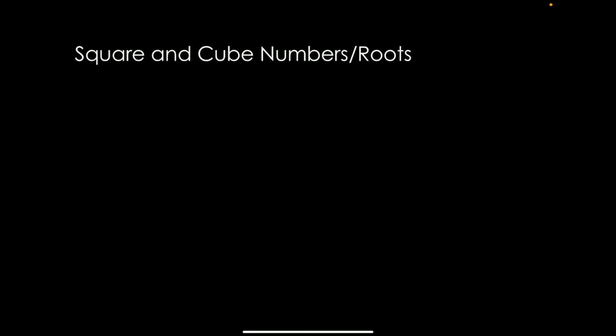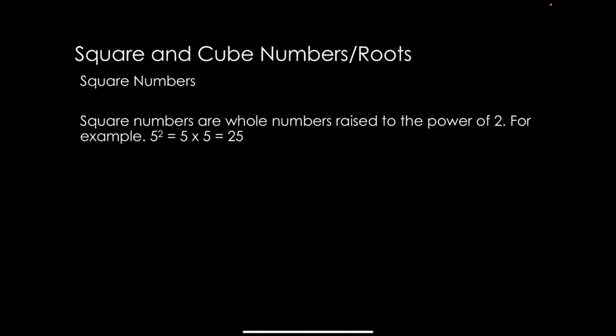Okay, so now we're going to just quickly look at square and cube numbers. Square numbers are whole numbers that are raised to the power of 2. For example, 5 to the power of 2 means 5 times 5. It doesn't mean 5 times 2. Okay, it means 2 5s multiplied together. 5 times 5 is 25.